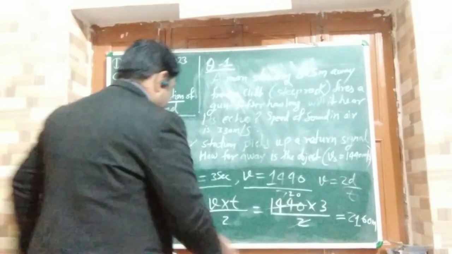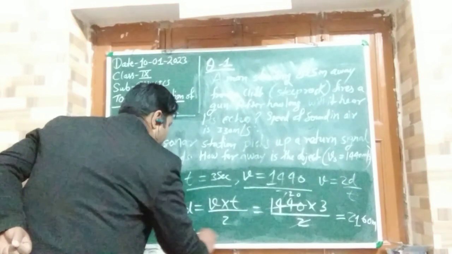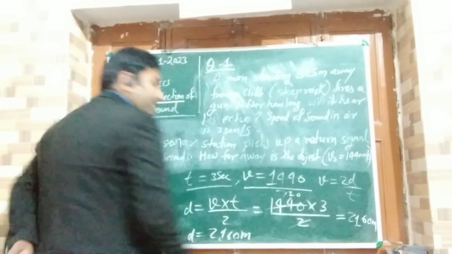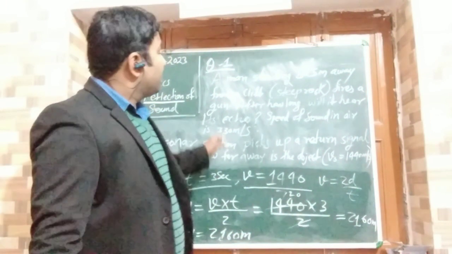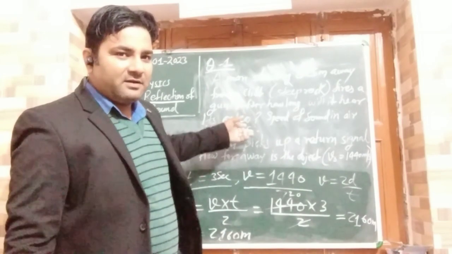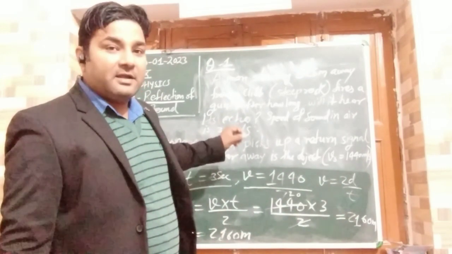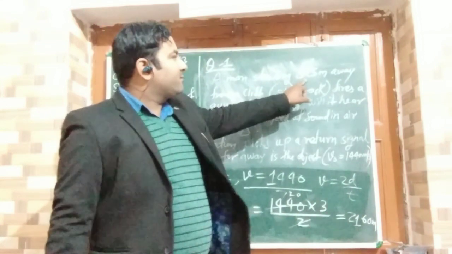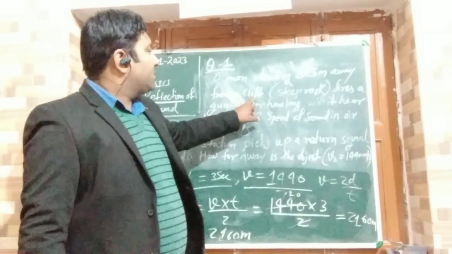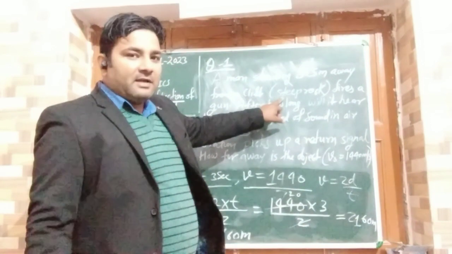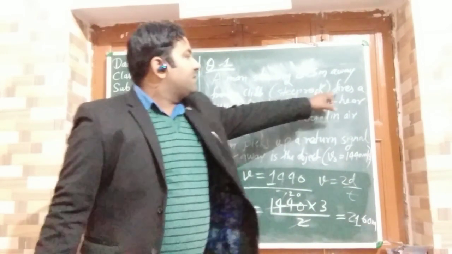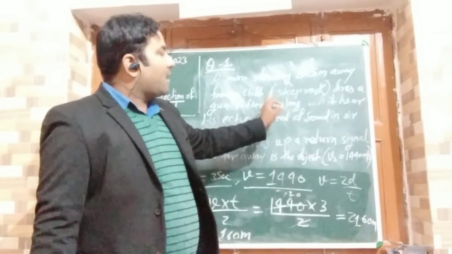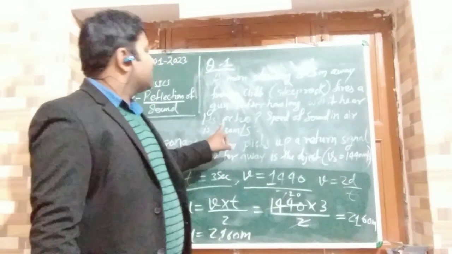Clear? Very simple. d is equal to 2160 meters. So don't worry about the visibility. Is this visible or not properly? No matter, I am just going to read it once again. First question: a man standing 825 meters away from a cliff, a steep rock having a concave structure, fires a gun. After how long will he hear its echo?